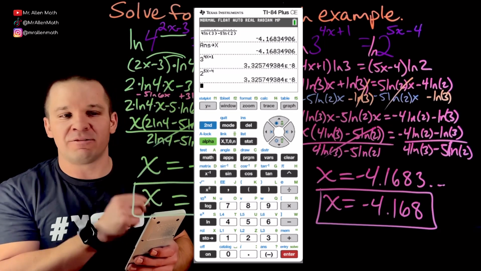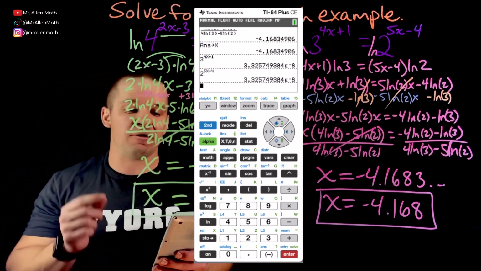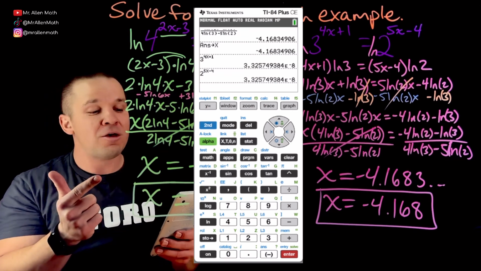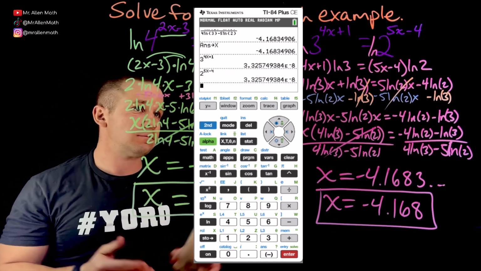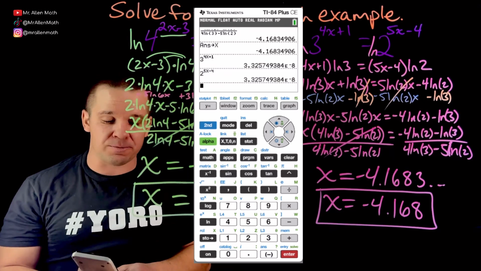We got the e negative 8. That's saying we're going to move the decimal place 8 places to the left. So you're going to point 0.0000003. So a really small number. All right. There we go. We got it. We solved it. Got our x values. Both of these problems, they're beasts.